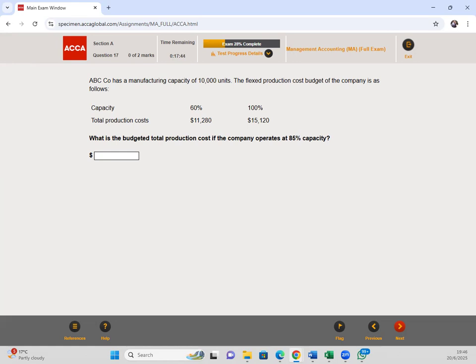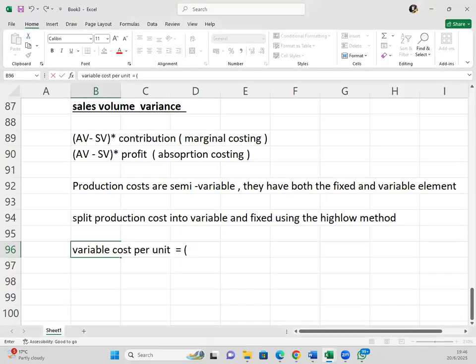So we have 15,120 minus 11,280 over, so it's the difference in cost over the difference in units. How do you work out the difference in units? At 60% capacity, since 10,000 units is the production maximum, 60% would be 6,000.